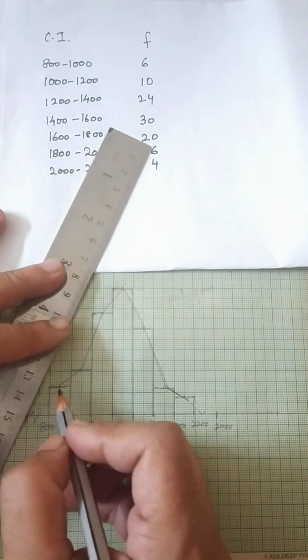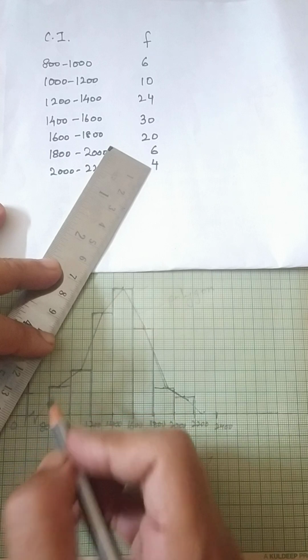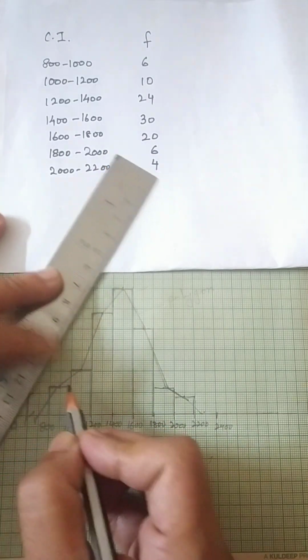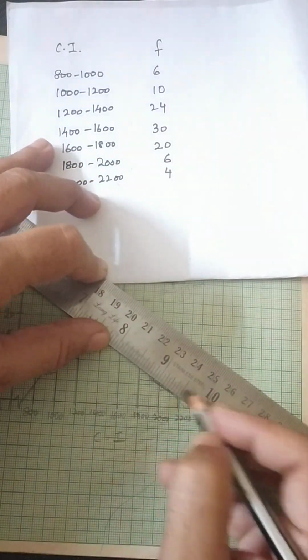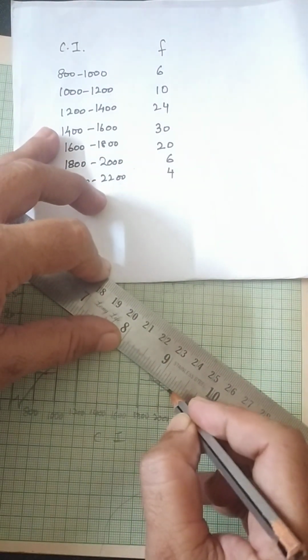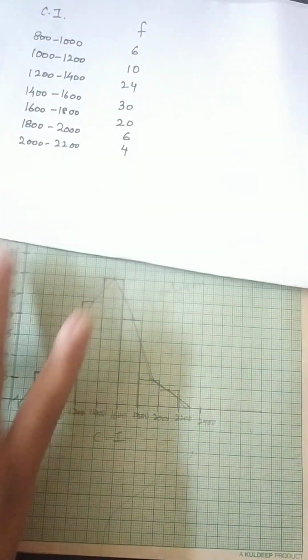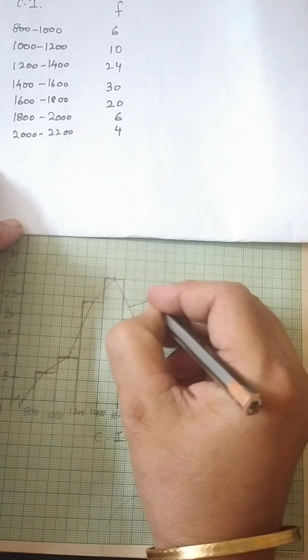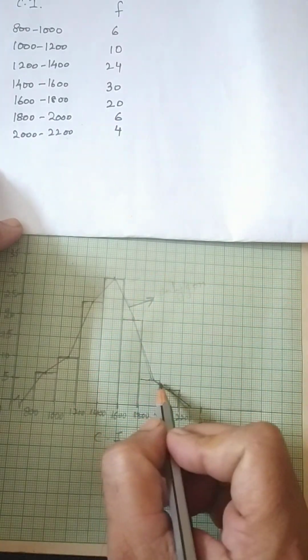So we have to join the beginning point with the midpoint of the previous class interval and the end point with the next class interval's midpoint, right? As a polygon is a closed figure. So this line indicates the frequency polygon, and these bars are the histogram.